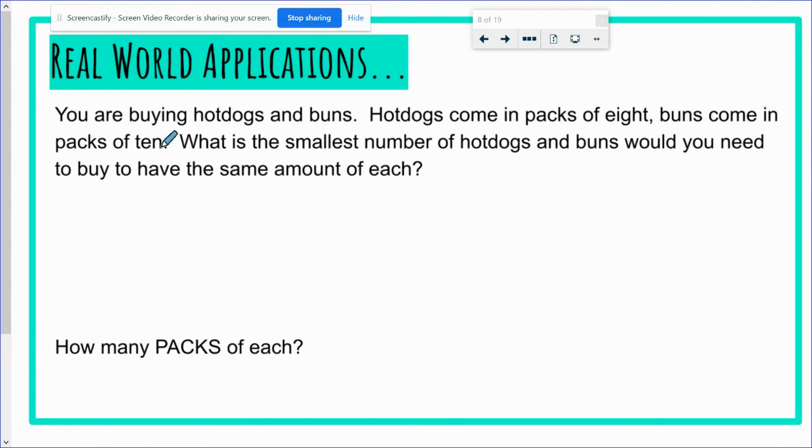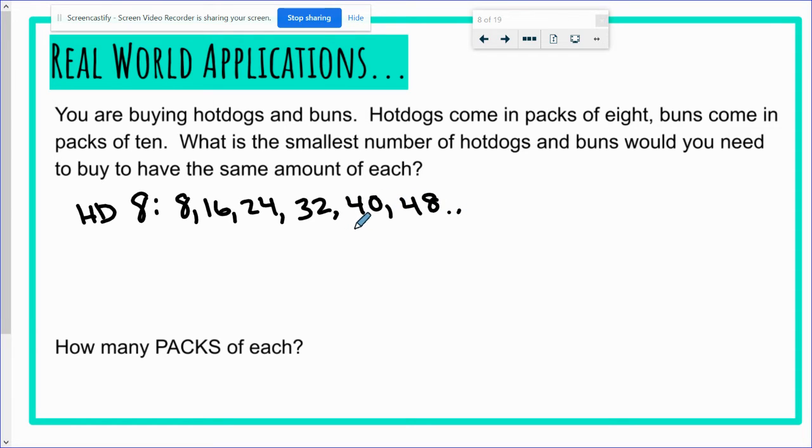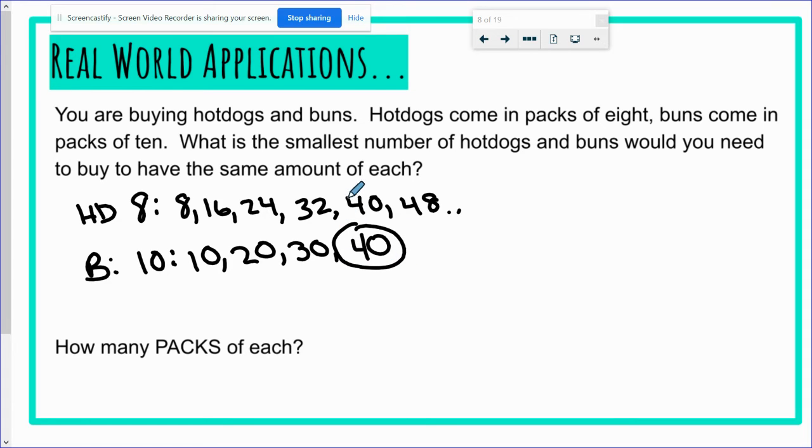All right. So hot dogs come in packs of 8. So we can buy, and I'm just going to write HD for hot dogs, 8 or 16 or 24 or 32 or 40 or 48, and you could keep going. But remember, I like to use the first 5 or 6. Then buns come in packs of 10. I'm going to write B for buns. Skip count by tens. 10, 20, 30, 40, and I see 40. So we would have to buy 40 of each to have the same number.